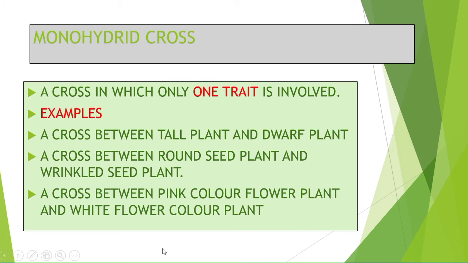Monohybrid cross. A cross in which only one trait is involved is called a monohybrid cross. Example: a cross between a tall plant and a dwarf plant, a cross between a round seed plant and a wrinkled seed plant, a cross between a pink flower plant and a white flower plant.